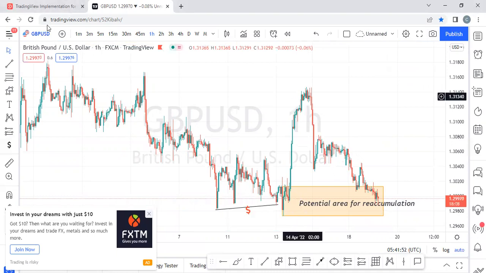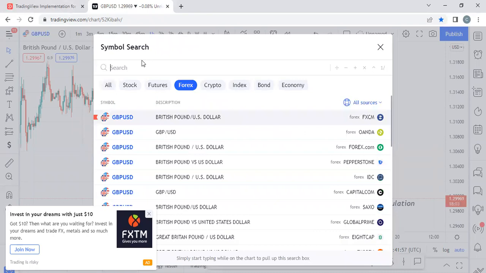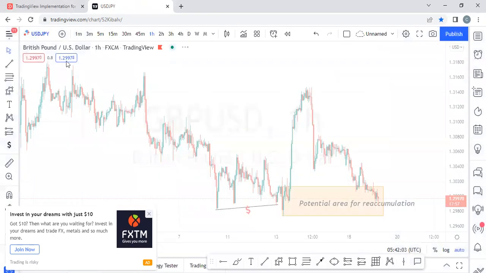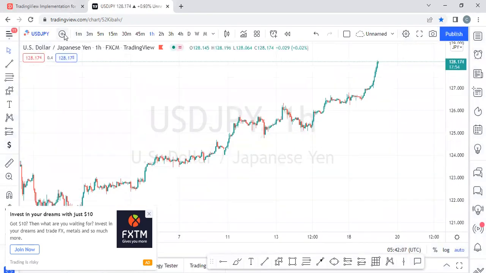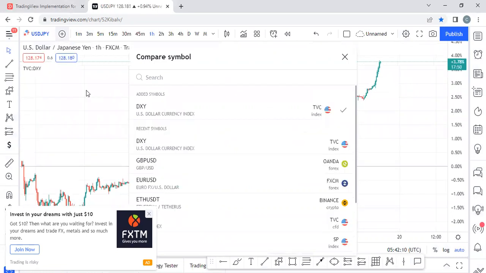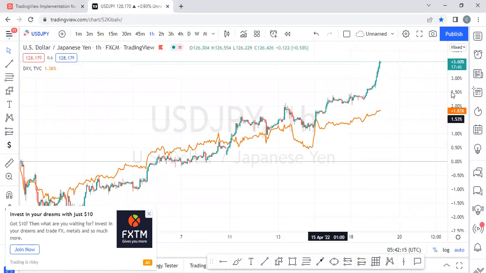I've posted it on my channel. So let's look at USDJPY. Comparing this with the DXY, they should be going in the same direction, right? So let me see, are they going in the same direction? Yeah, they are. They are both trending upwards. So there's a conformity. Market is seriously bullish.